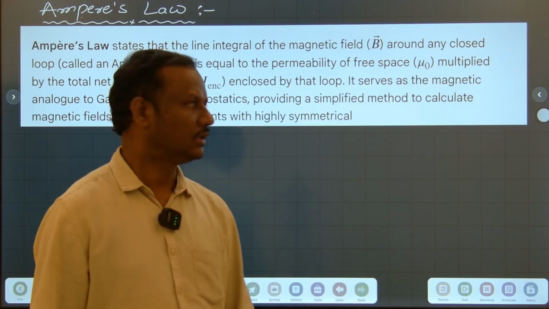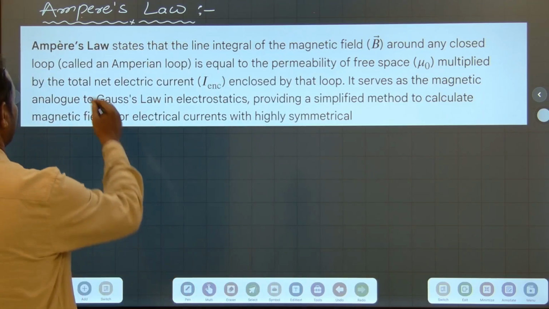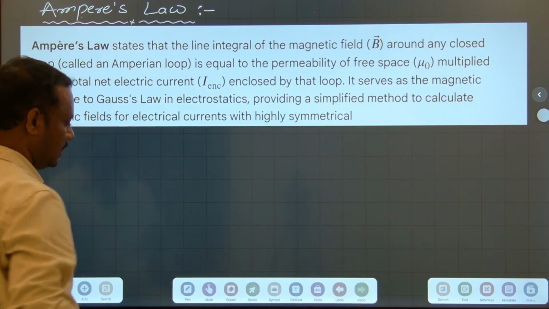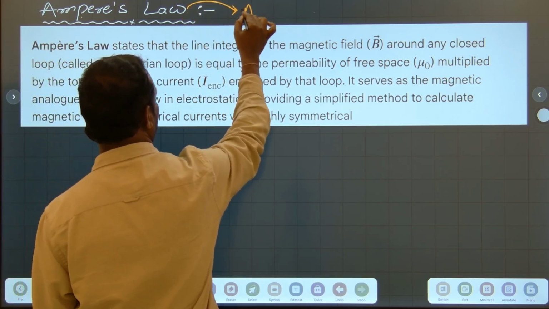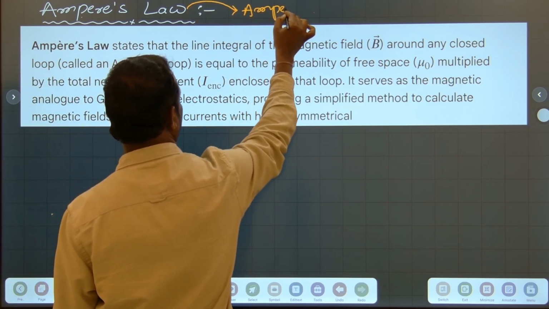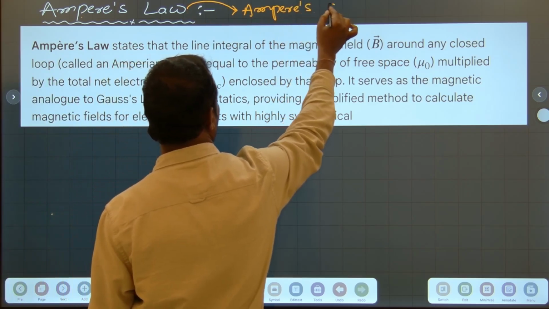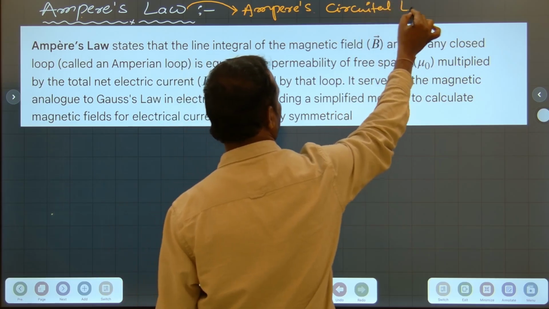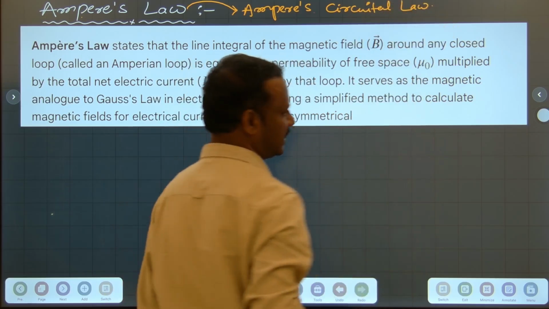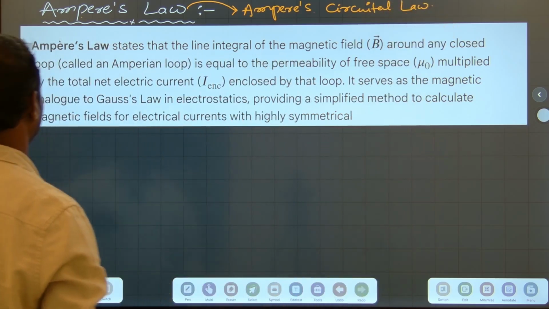Hello students, this discussion is about Ampere's law. Ampere's law is also called Ampere's circuital law. Circuital law. I have taken the statement, just for understanding, I have pasted some information.